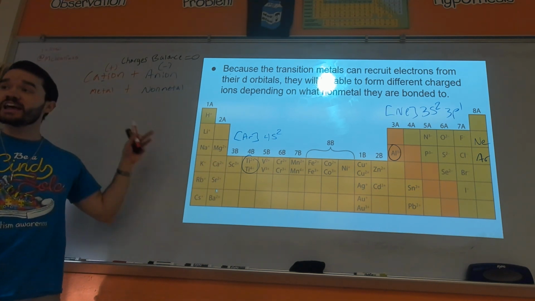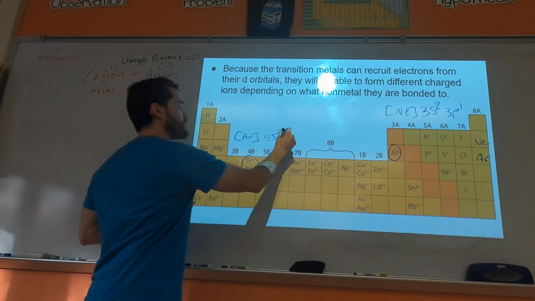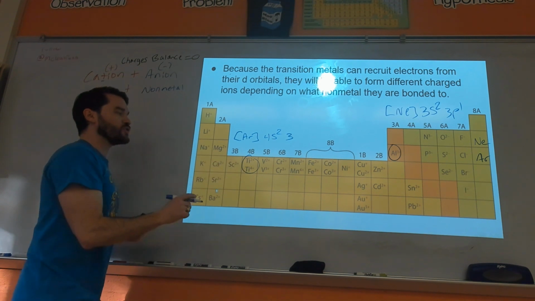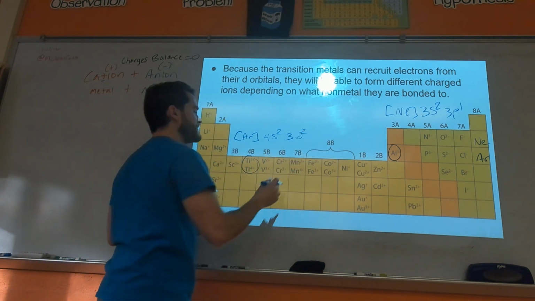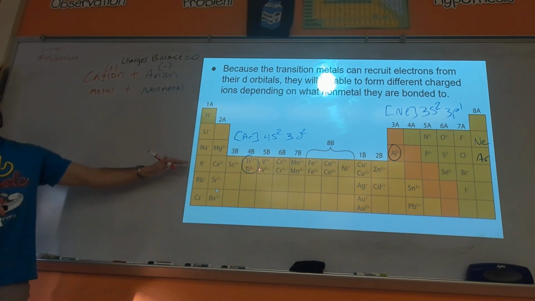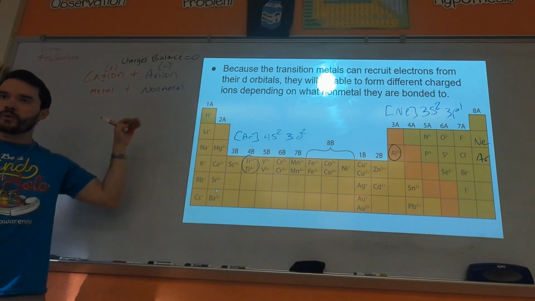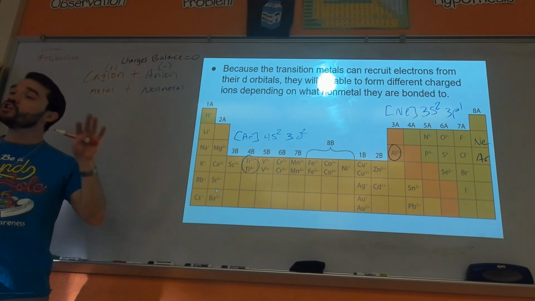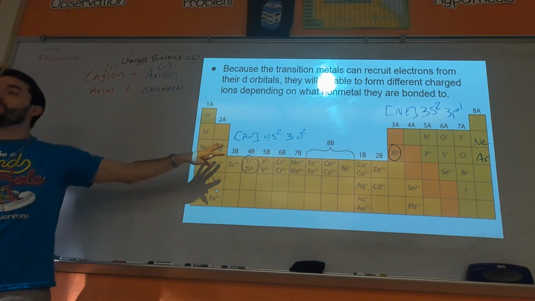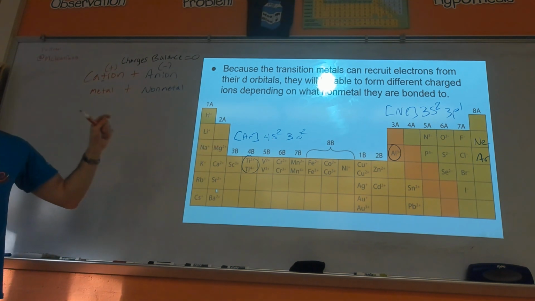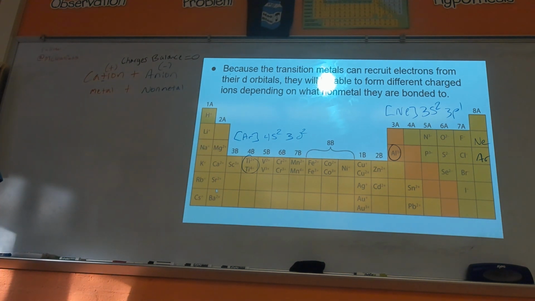Instead of saying 4, you say 3, because now you're entering the d orbitals, and where you get to the transition metals, the d orbitals are actually at a lower energy level, even though they're further along if you're going left to right. So the consequence of this is that the number of valence electrons of transition metals can change.